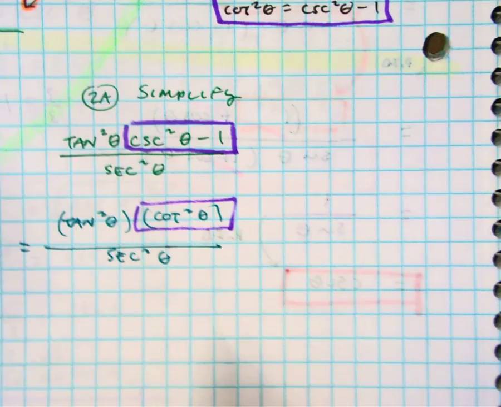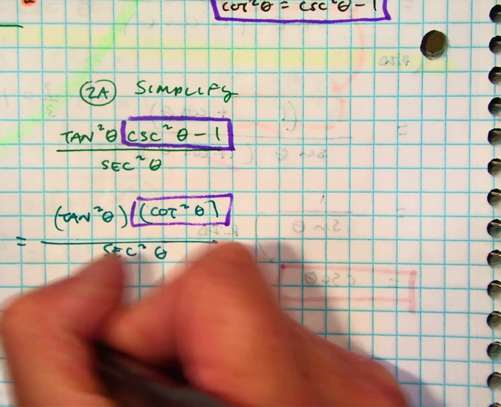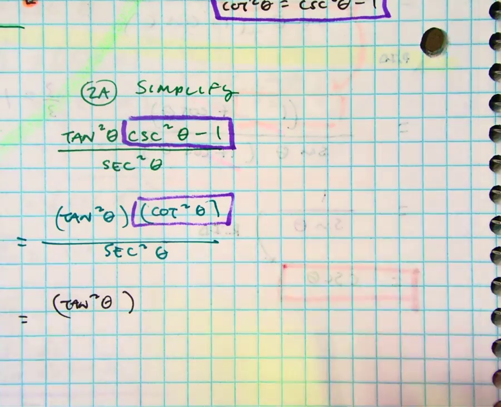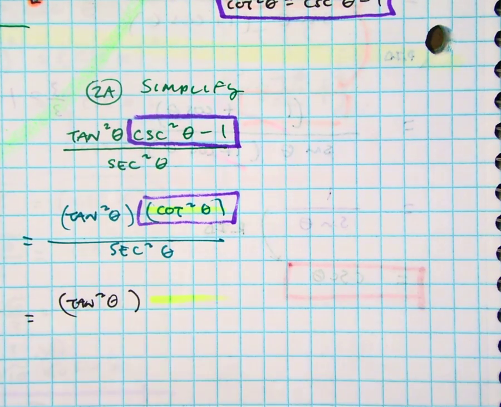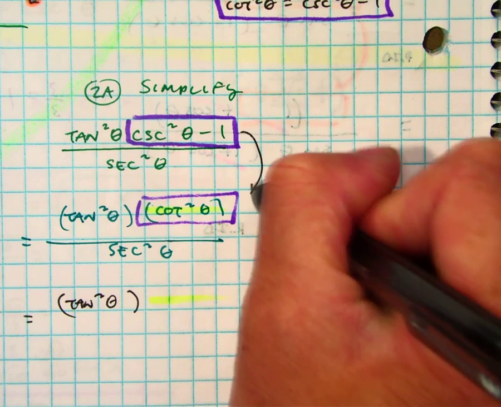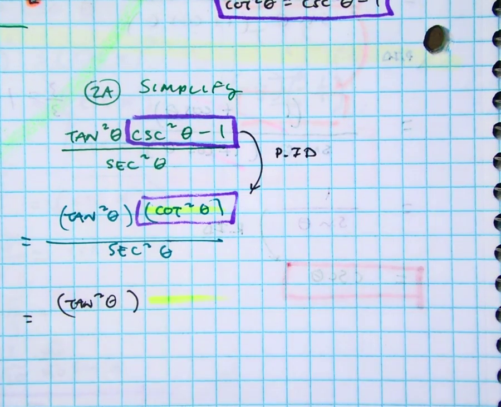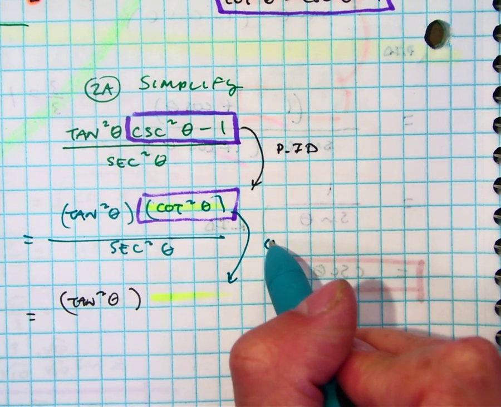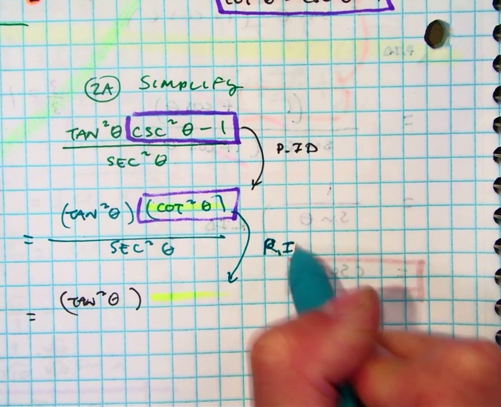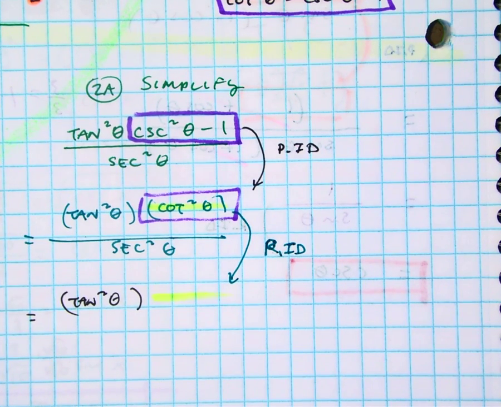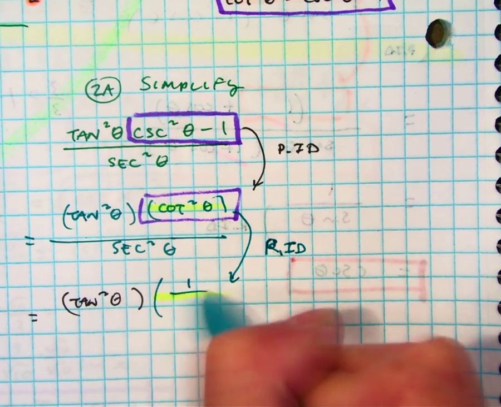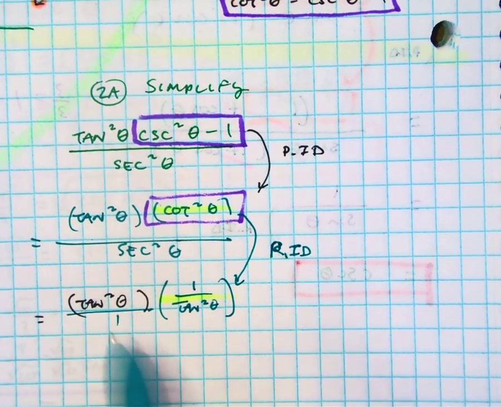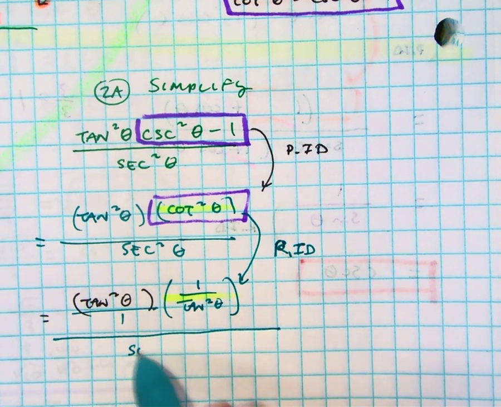Well, I know cotangent squared theta is the reciprocal identity. So here we use the Pythagorean identity in purple. In yellow, if I use the reciprocal identity, class, what is cotangent? 1 over tangent squared theta. So if I make that a fraction, I can just put that over 1, and that's just a really big fraction of secant squared theta.